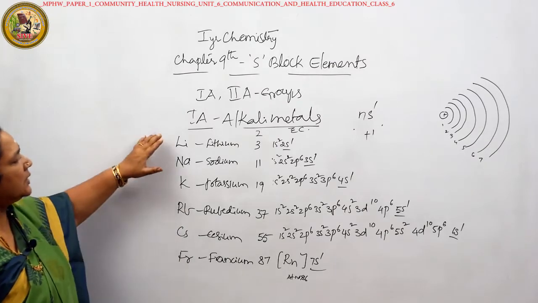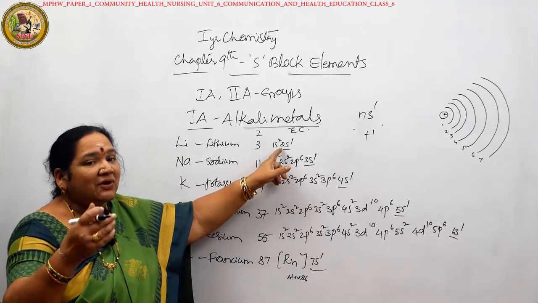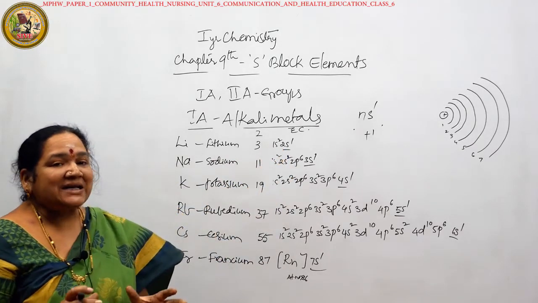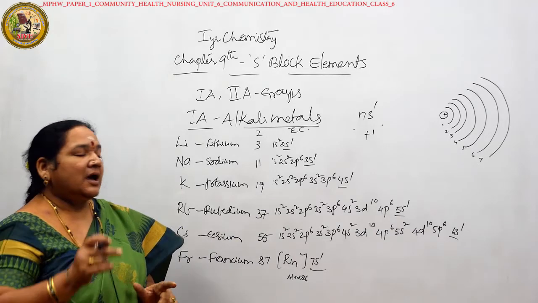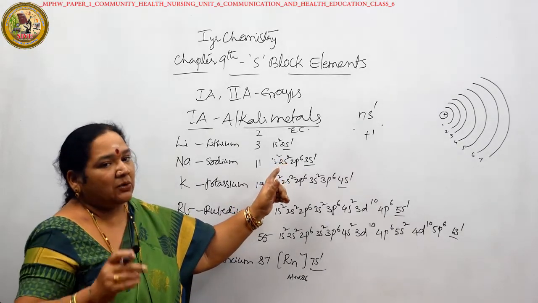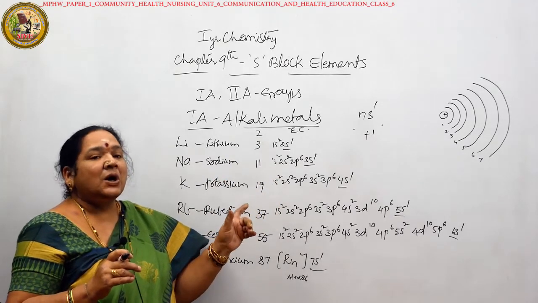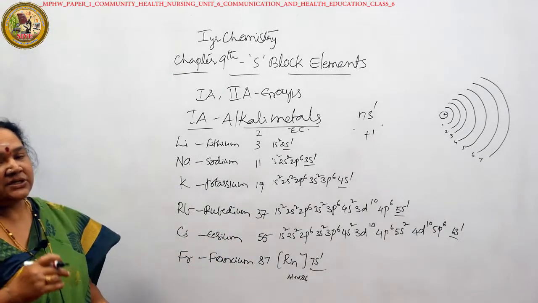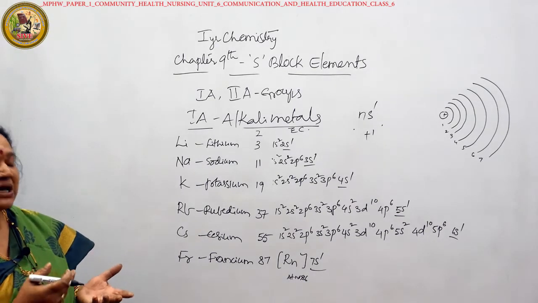And then next, as there is only one electron in their outermost orbit, they are ready to give off that electron. That means they are highly electropositive. That means they act as good reductants. They are good reducing agents. That means they give away the one electron in their outer shell and take part in the reaction. Therefore they are called good reducing agents. So whenever they lose an electron, immediately they get a positive charge.